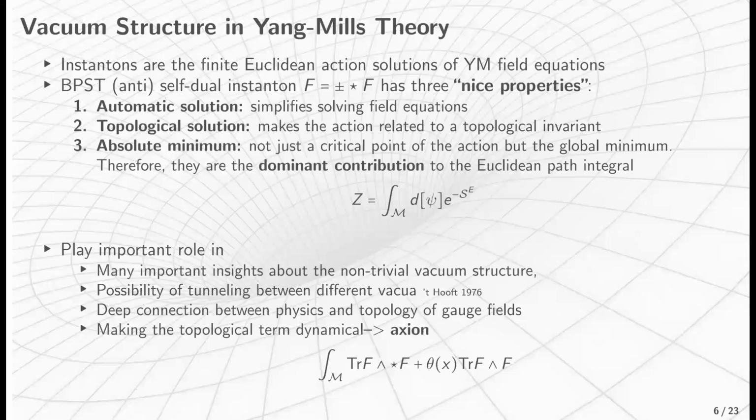And also you can take this term, which is topological, and make it dynamical, and that usually leads to the axion, which is one of the possible candidates for dark matter. So basically, this is what was done 40 years ago. Most of this was done 40 years ago in Yang-Mills theory.